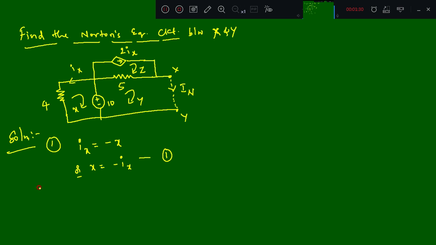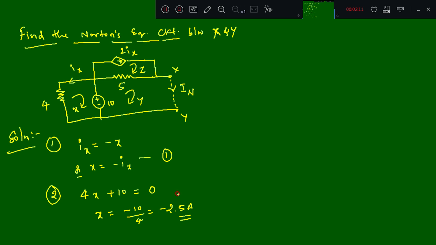Then we need to apply the KVL. So second point, first we will apply the KVL at this section. So it is 4x plus 10 is equal to 0. So the X value is equal to minus 10 divided by 4, which is equal to minus 2.5 amperes. So this is the X value we have got.